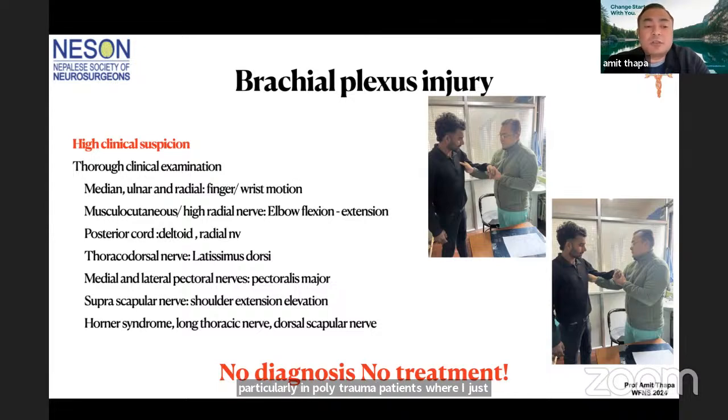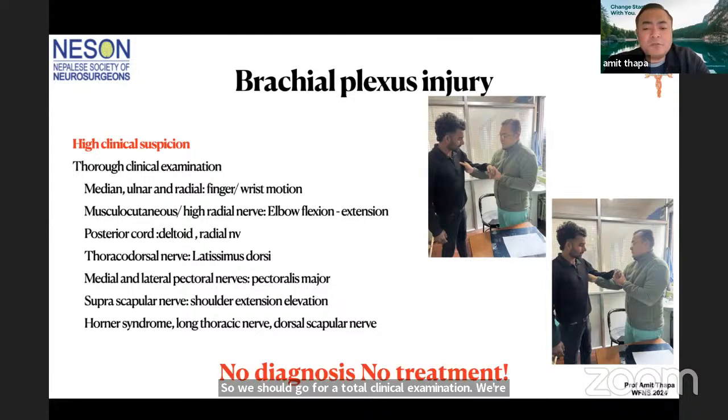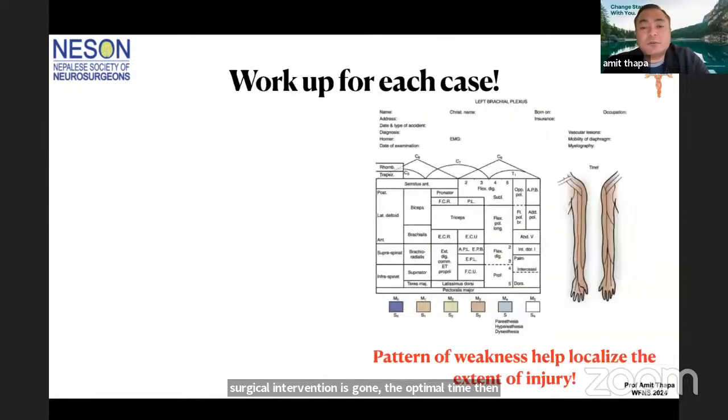So we should go for a thorough clinical examination, evaluating each of the movements in the upper limb, from shoulder to elbow to hands. We should understand that if there is no diagnosis, we are not going to treat these patients, because once the optimal time for surgical intervention is gone, the recovery is also not going to happen. Now, for each case, what we do is fill out this chart.